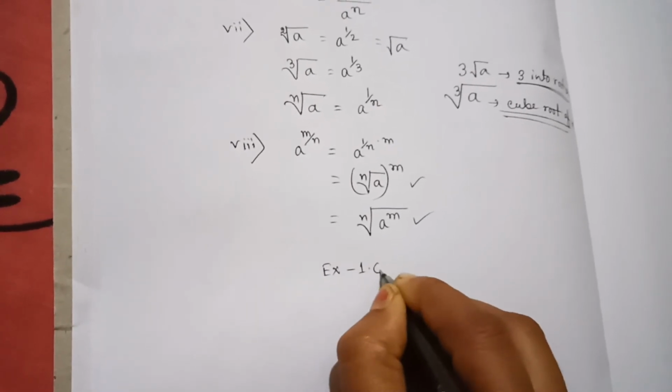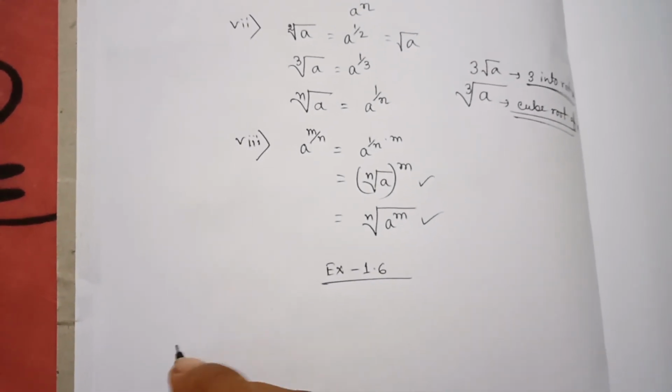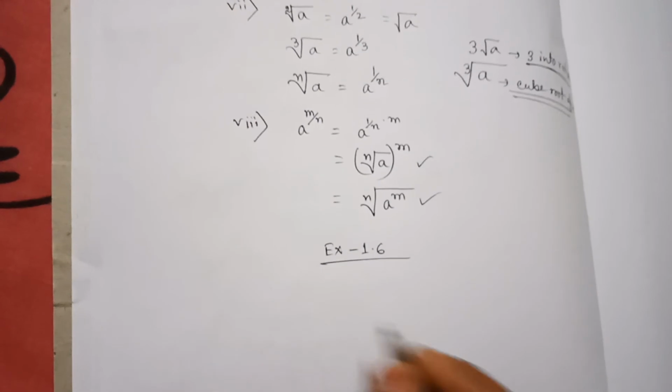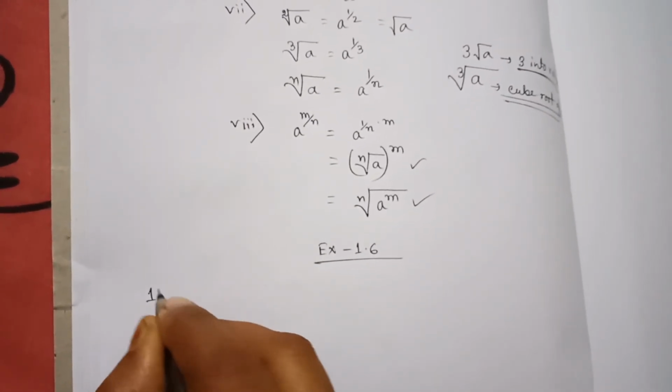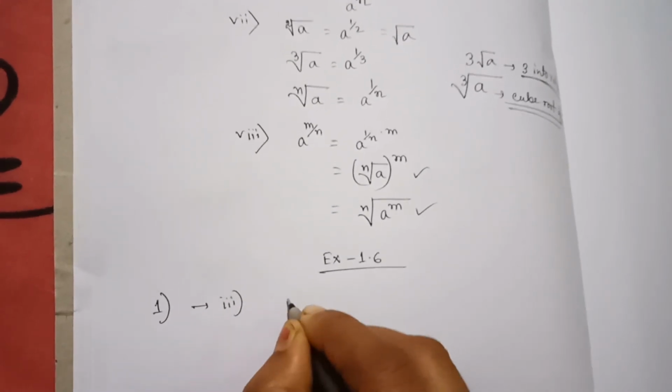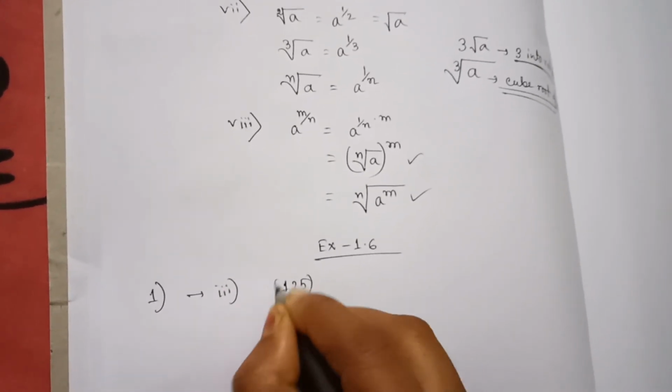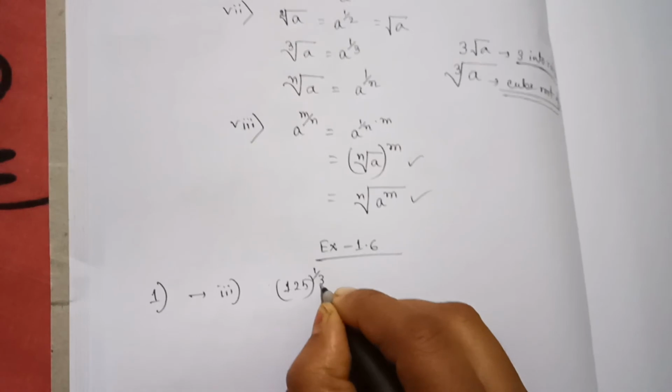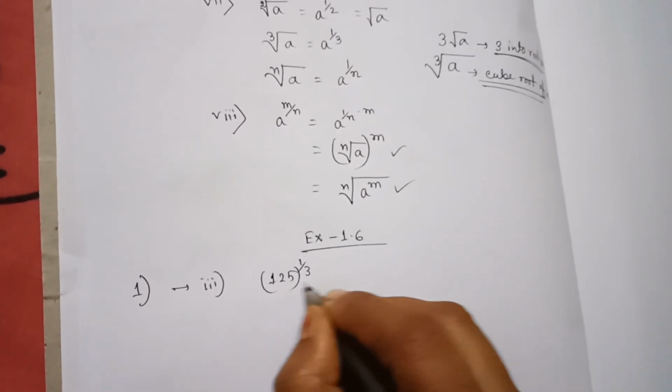For these applications, there is an exercise in your book, 1.6. There are 3 questions in total, and I am doing one question from it. So number 1, number 3 I am doing. It's 125 to the power 1 by 3. You have to find its value.